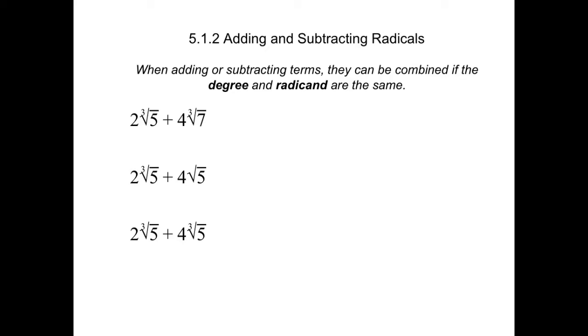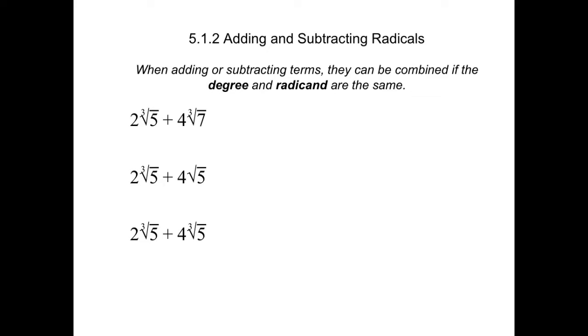In the previous lesson, we looked at expanding and simplifying radicals. Now we're going to look at adding and subtracting them. For adding and subtracting radicals, the key thing is that they can be combined into a simpler expression if both the degree and the radicand are the same. We looked at those terms in the previous lesson, but I'm just going to go through them again here.